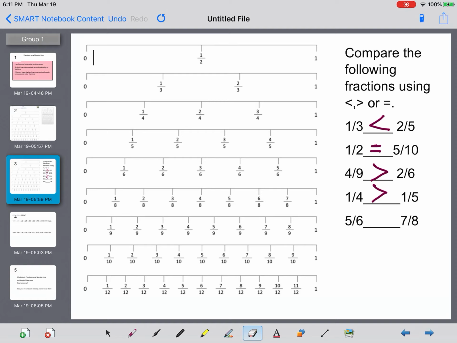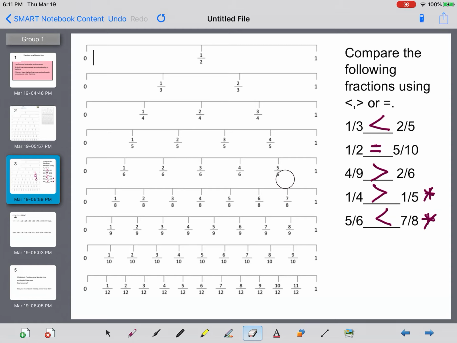Okay, and next one, I'm going to put a little star here because that's an important one, and same here. Next one we're going to do 5/6, which is right here, and 7/8, which is right here. If we line them up, we can see 7/8 is larger, so we'll say 5/6 is less than 7/8.